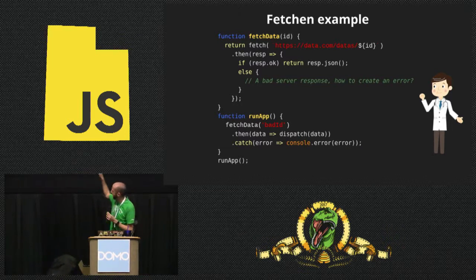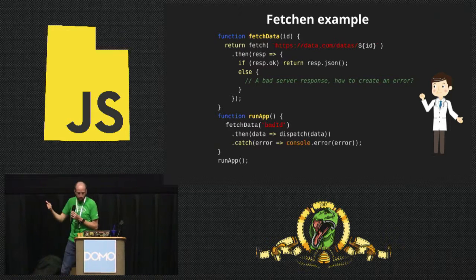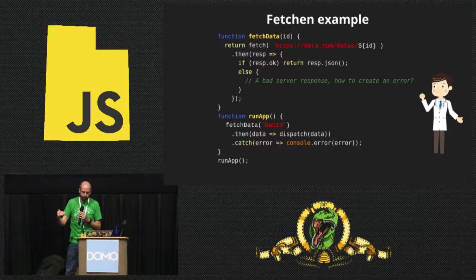So in this example, I have runApp at the bottom. We're going to call fetchData. We're going to pass it a bad ID. Inside fetchData, we're going to call the native browser fetch API. We're going to hit a URL with this ID, and that's going to resolve inside this .then function with this callback, and inside there, this response object, which is again native to the browser, has this ok property on it. If the server responds with a 400 error or a 500 error, response.ok will be false. But if it's a 200 level response, it's going to be true. Then we can return response.json and dispatch our data, but I don't really care about that.